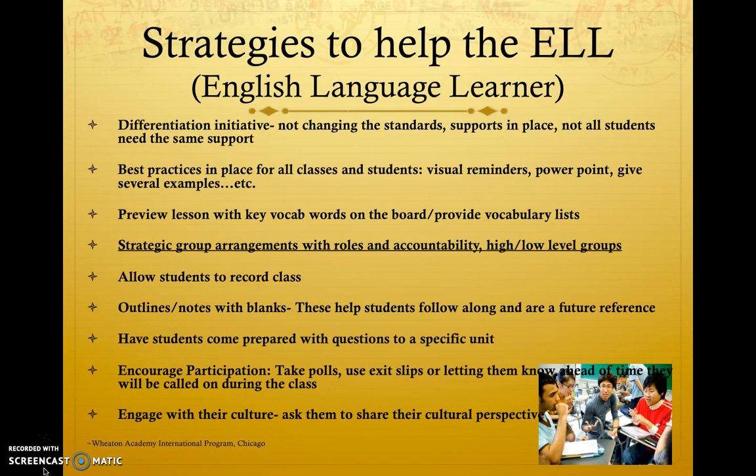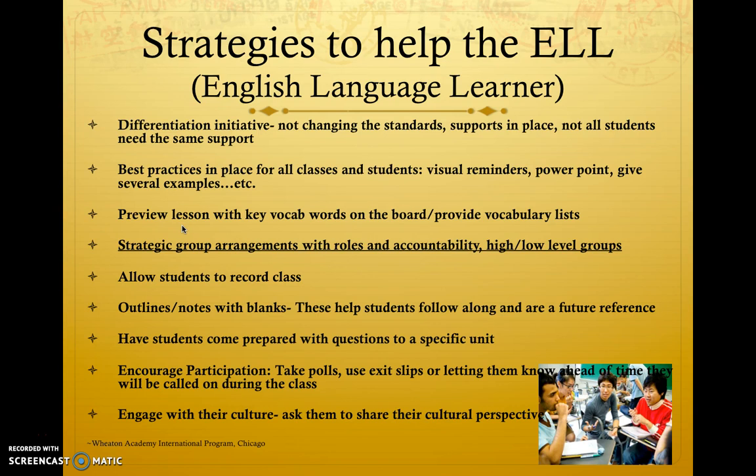Not all these students need the same support as well. Best practices are always in place for all classes and students. The visual reminders, the PowerPoint, the giving of several examples, previewing the lesson with key vocab words on the board or providing vocabulary lists. That is something that if you have a TA, you can give them to do, because I know sometimes we put it up there one time and expect them to have it, but these students need to see it often.